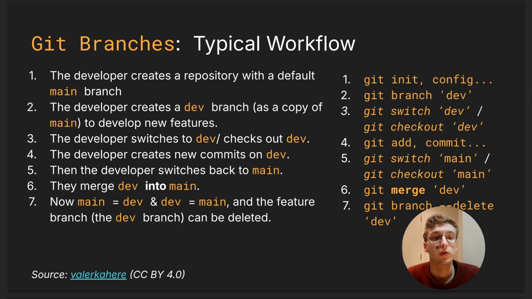So a typical branch workflow would involve the developer creating the default main branch, starting Git in your project, just like we did a couple of minutes ago, and then creating a dev branch, which is a direct copy of main. They have the same commits, same state, completely equal. After that, you switch to dev to develop the project. You add new features, experiment, break stuff, fix it, and try again. And then you can simply switch back to main and merge the dev branch into main. After that, these branches are equal again, and dev can be safely deleted.